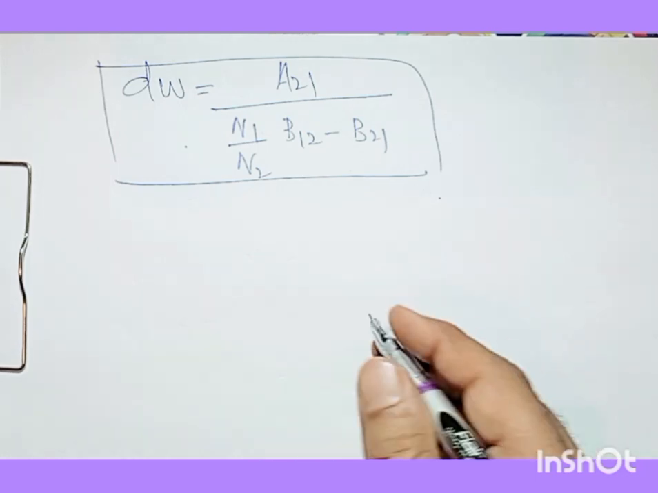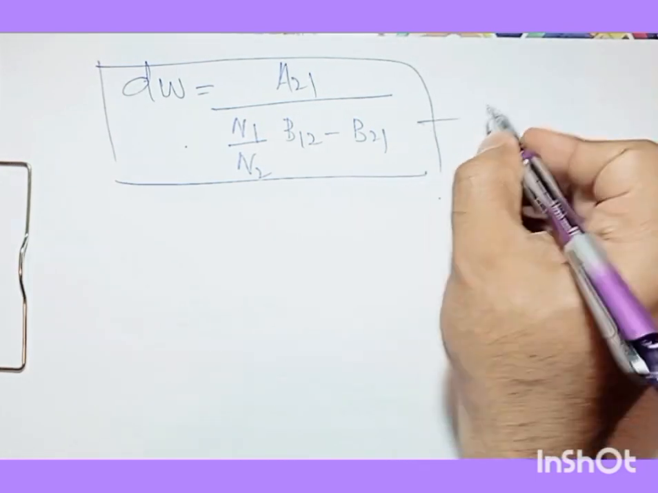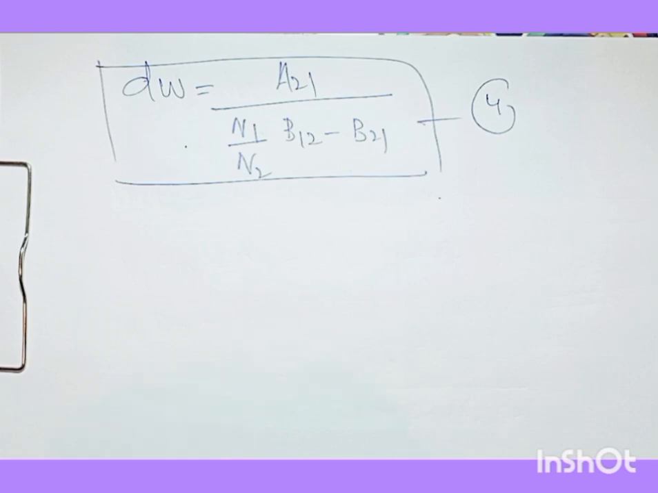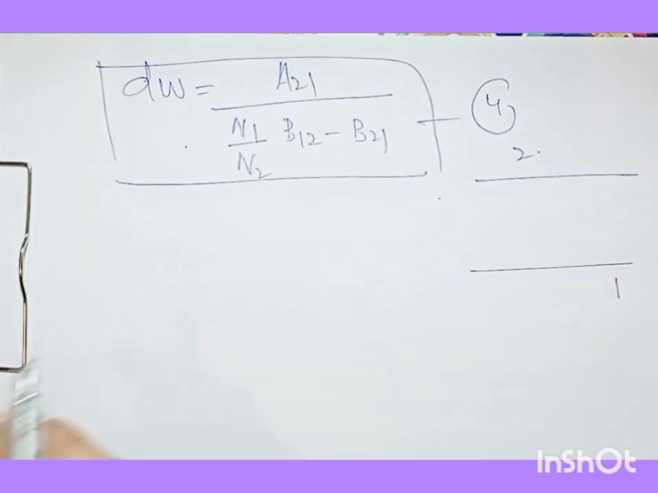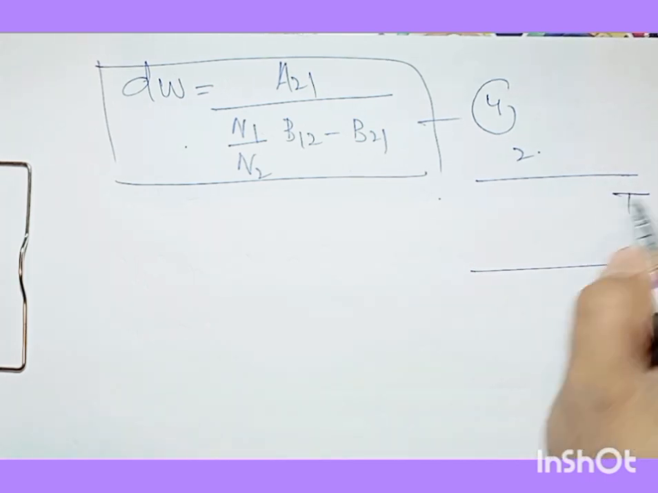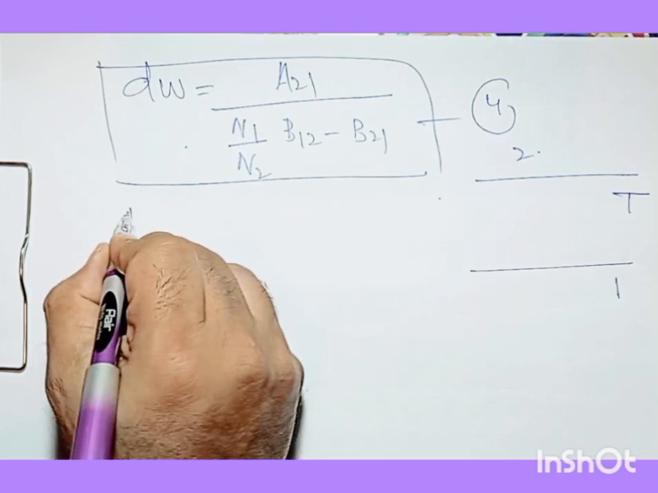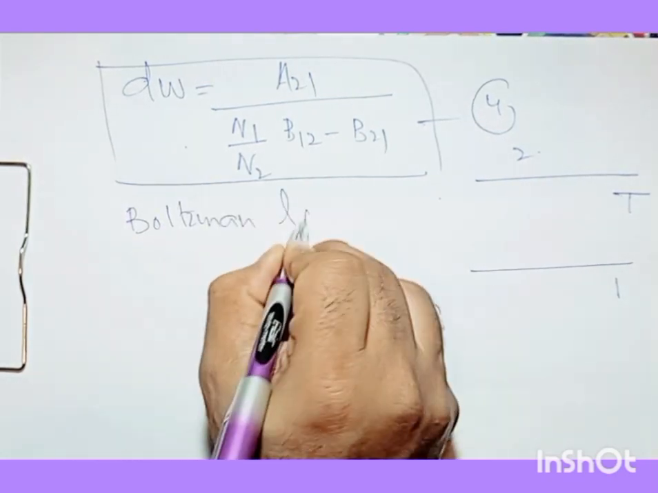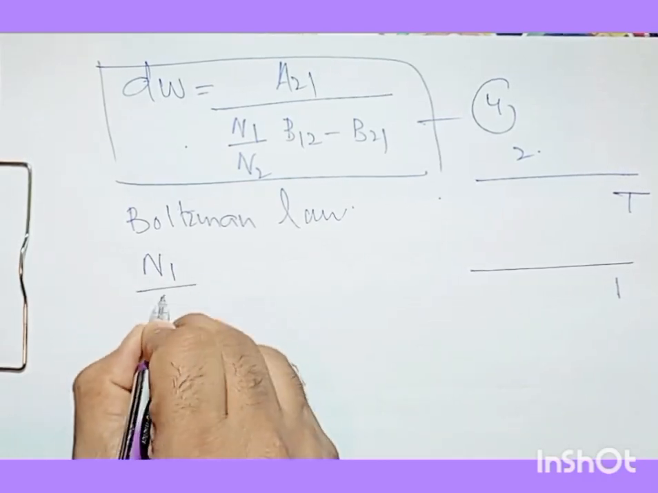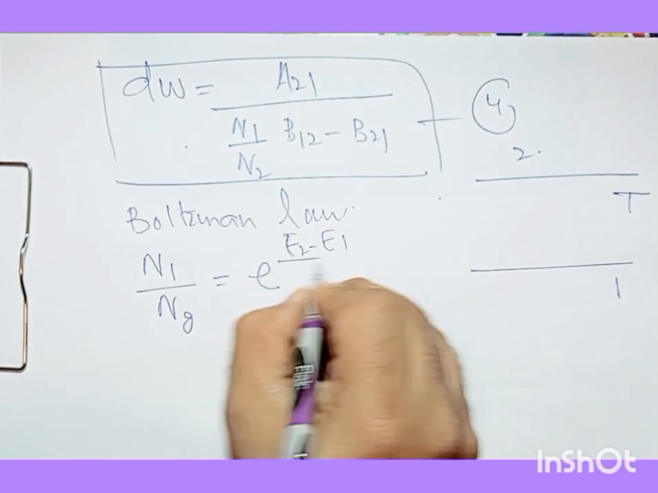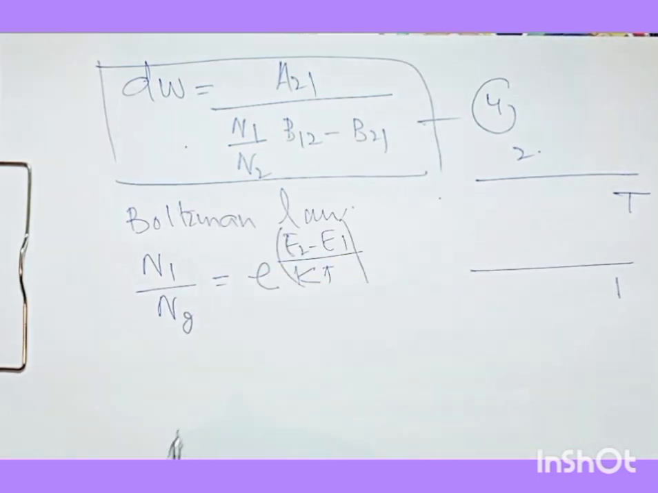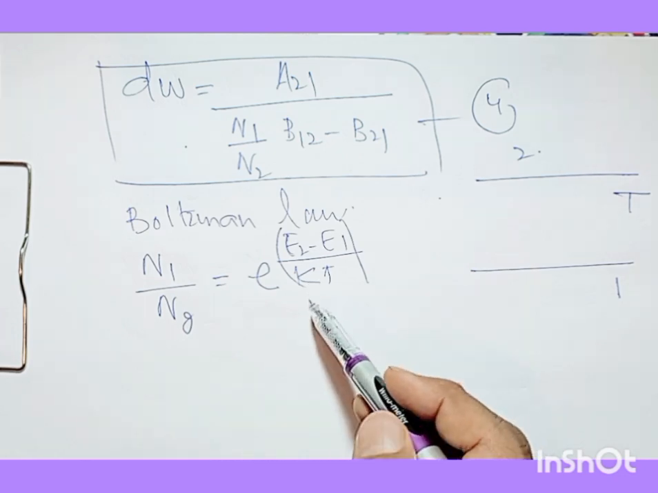Now, if we think of Boltzmann's law at this point, what Boltzmann's law does is provide the ratio of the populations of level 1 and level 2 at temperature T. We can write this law as N1 by N2 is e to the power of (E2 minus E1) by KT, and K is the Boltzmann constant.